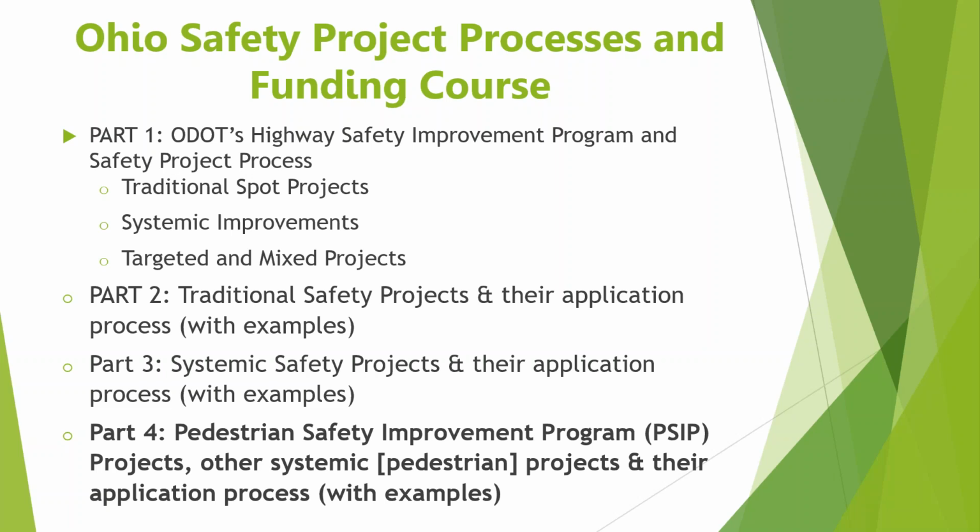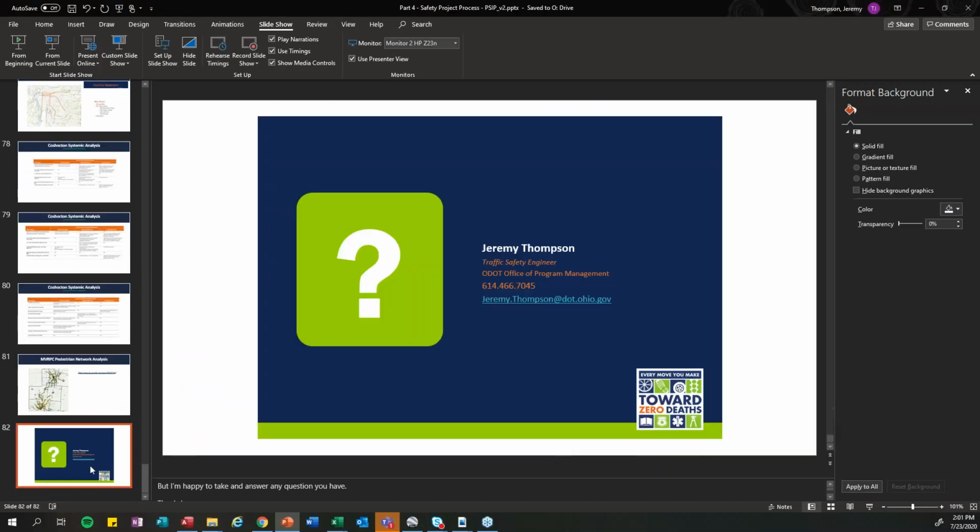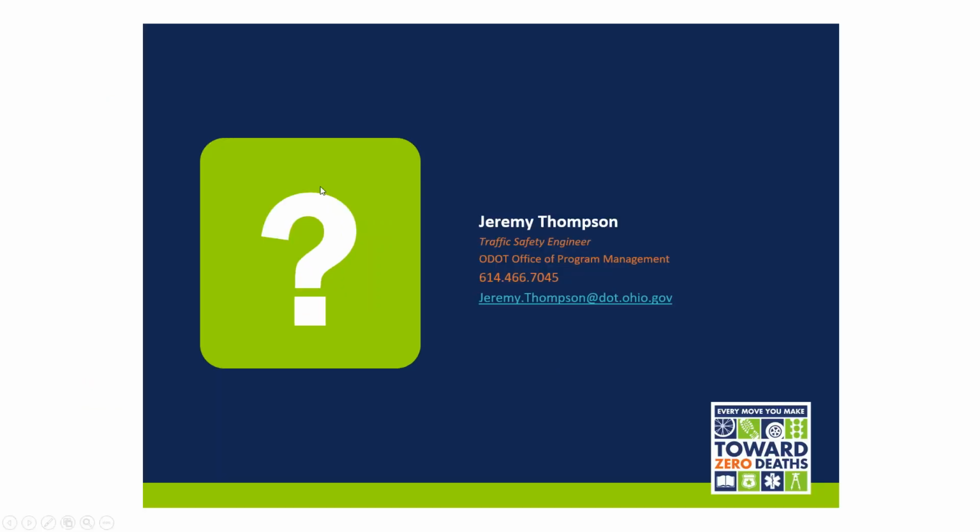How can locals or MPOs initiate these types of projects? You can definitely email me. I'll pull up my contact slide. Also, we did share the district list in the first and second webinars, which shows the point person to contact for safety projects in your respective district. And if you're not sure what district you might be in, you can just reach out directly to me, and I'll work through them anyways to get a project together. So either me or someone in your district that's on their safety review team.